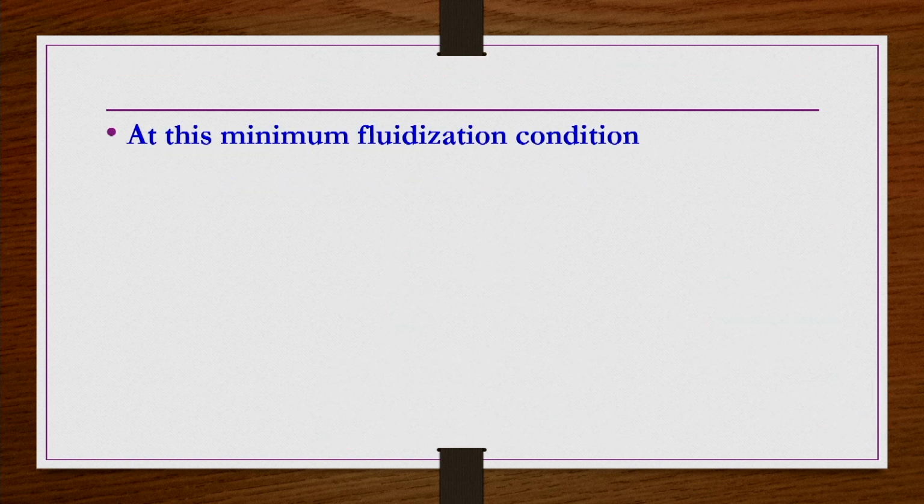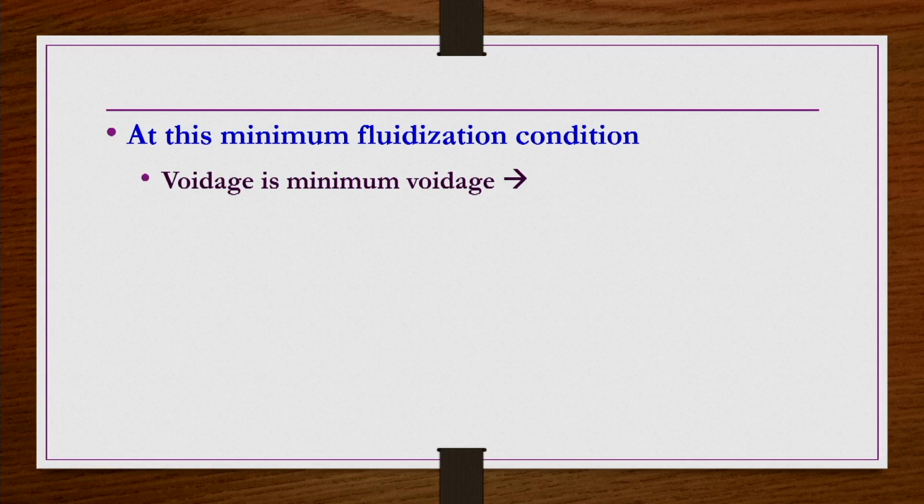So, at this minimum fluidization condition, wherever the minimum fluidization conditions appeared, delta P by L is going to be (1 minus epsilon) g delta rho. That is known as the minimum fluidization condition, or the velocity at which delta P by L is equal to (1 minus epsilon) g delta rho, as just derived. So, that is the minimum fluidization point, and at that point the voidage is going to be the maximum attainable voidage under packed bed condition.